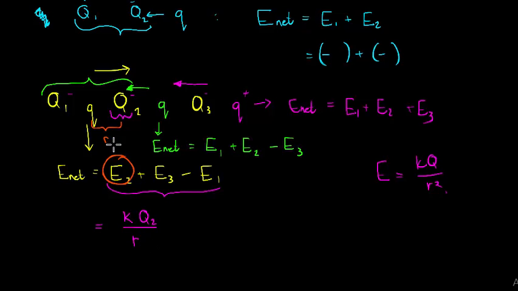So this is R; let's call that R2, the distance between them. Plus, E3 would be K times Q3 divided by the distance between this charge and that Q, which would be R3 squared. I'm just giving it that footnote as it's a different distance between Q3 and Q. And then minus this one that's in the opposite direction, whose distance will be R1, so minus K times Q1 over R1 squared.